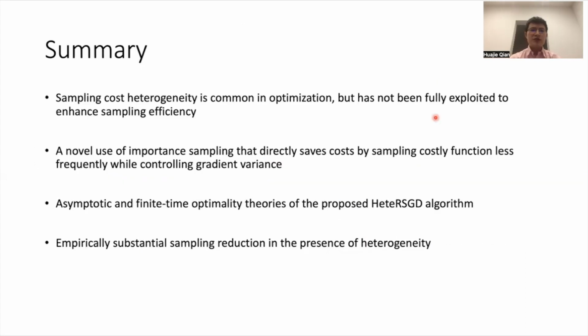To summarize the talk, we bring up sampling cost heterogeneity that is common in optimization applications, and a novel use of importance sampling that directly saves cost by controlling the frequency of different components, and also at the same time controls the gradient variance. Okay. And we present asymptotic and finite optimality theories of the algorithms, and also show some promising empirical results.